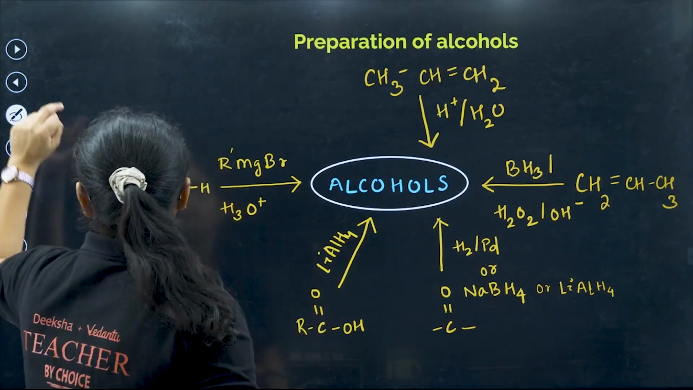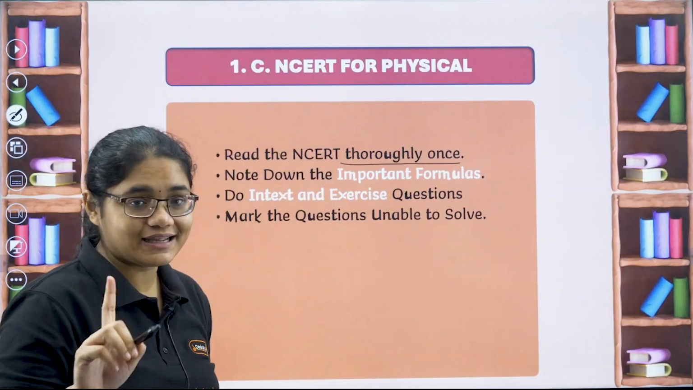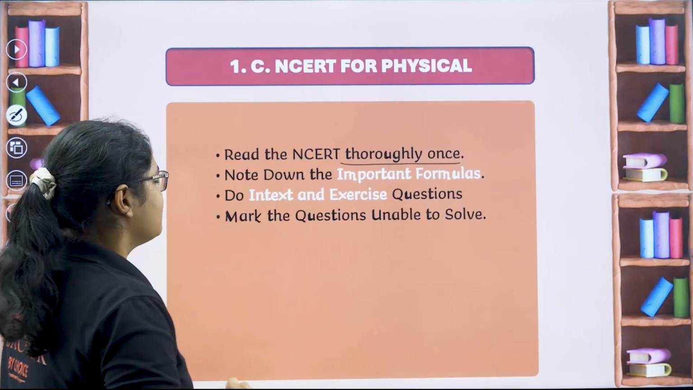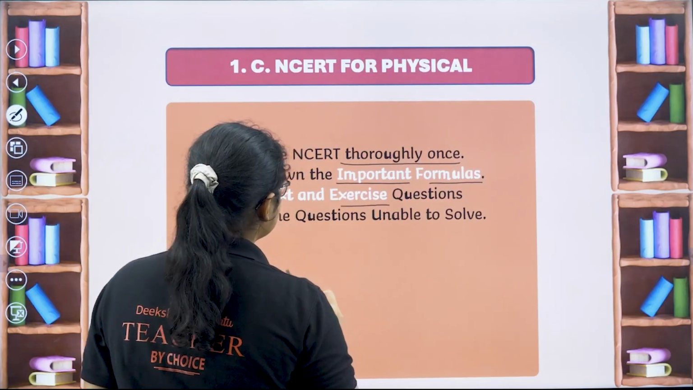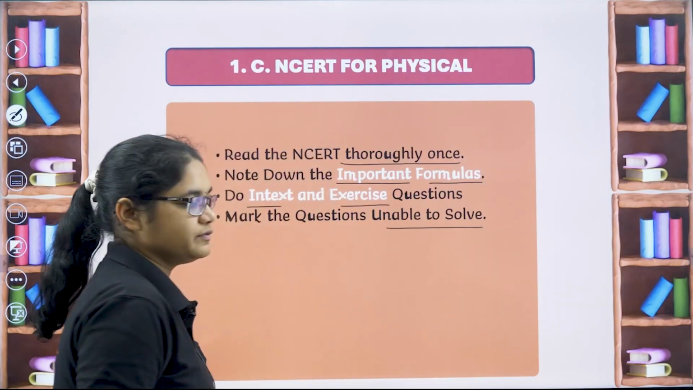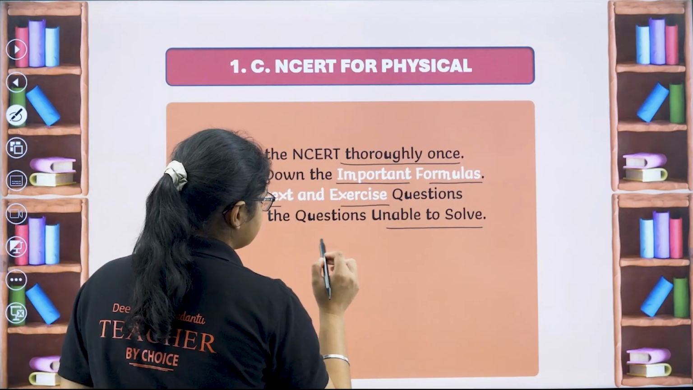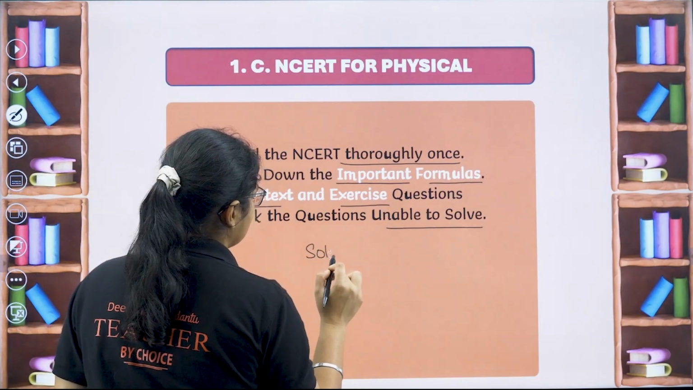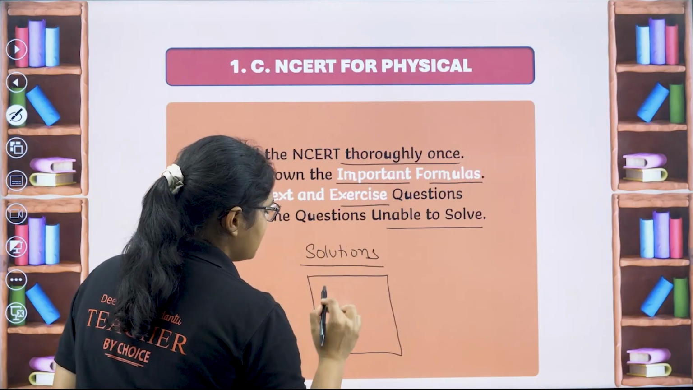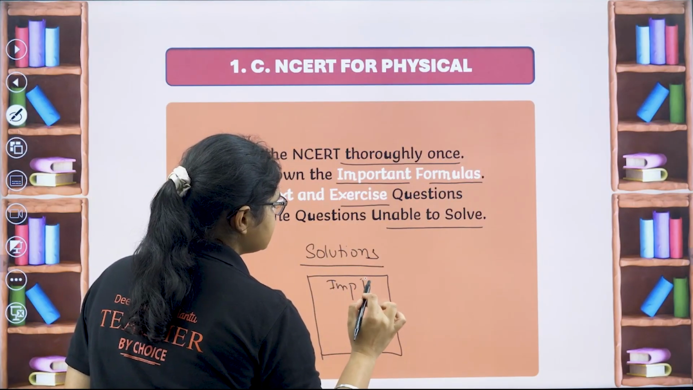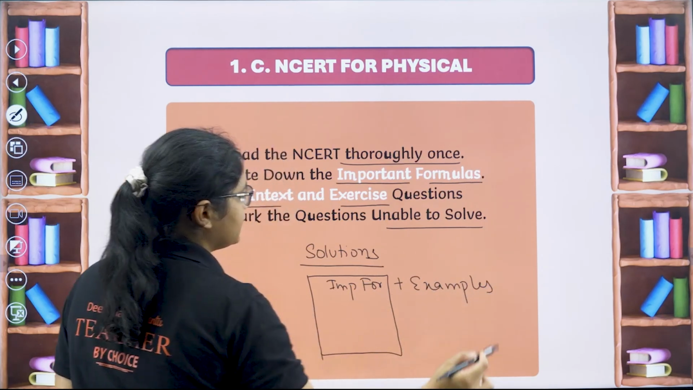Okay, now we will move to physical chemistry. So read the NCERT thoroughly once. You don't have to reread NCERT for physical chemistry. What you have to do is note down the important formulas, do in-text exercise questions and mark the questions you are unable to solve. Whichever questions you are not able to solve, you have to write separately. And if you are making notes for physical chemistry, for example, the solutions chapter, what should be there in your notes? All the important formulas plus examples, right? This should be written in your notes.